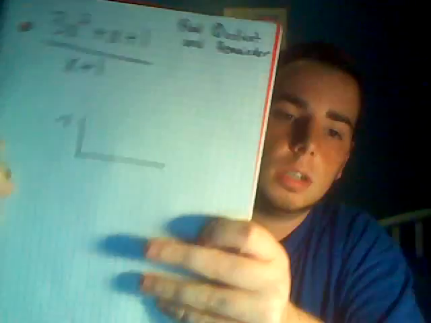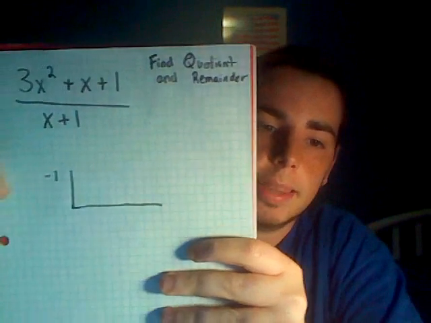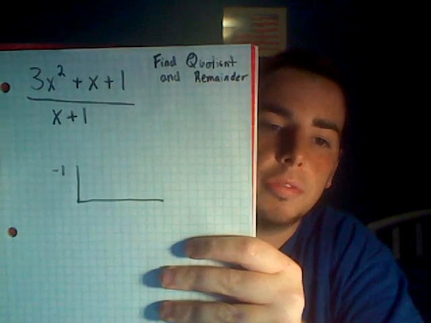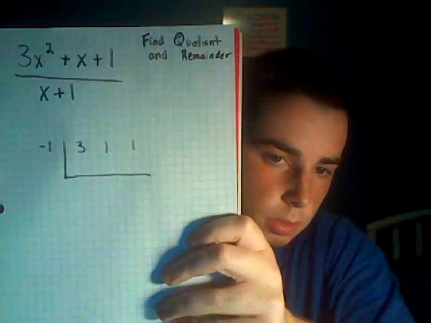So put a -1. Then on the top row inside that bracket type thing, you're going to want to put the coefficients of your numerator. So your coefficients would start off with 3, 1, and then another 1. So it'll look like this.